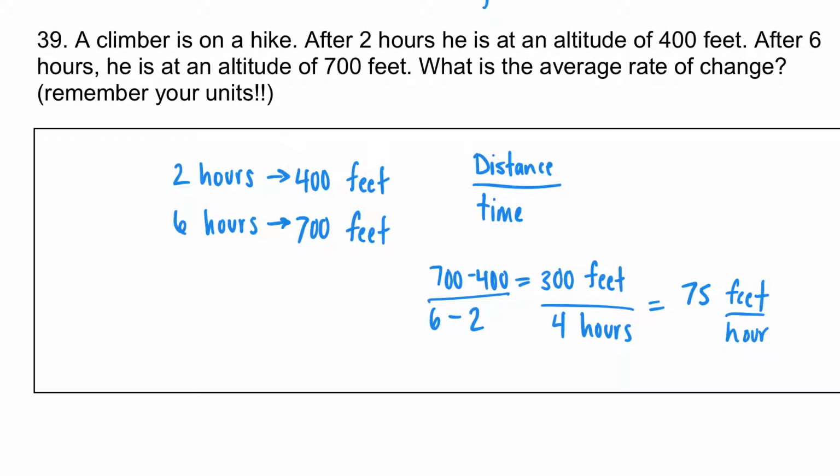That is the average rate of change. It's not saying that he did 75 feet in the first hour and then 75 feet in the second hour. Maybe he did 100 in the first hour and 20 in the second hour. But the idea here is that on average, over those 4 hours, it was 75 feet per hour. And that's it. That's your answer for that one.